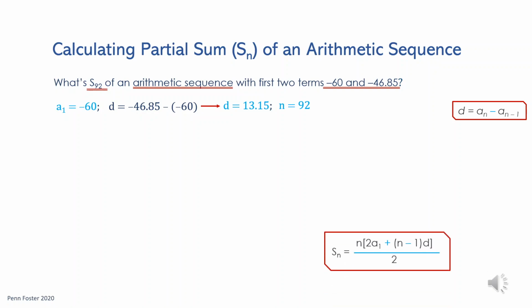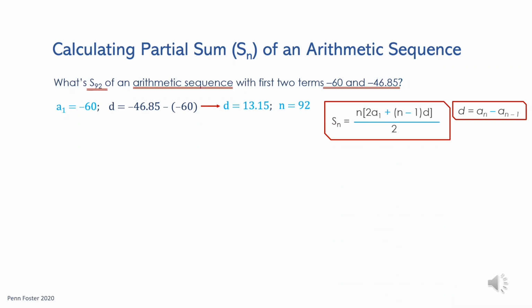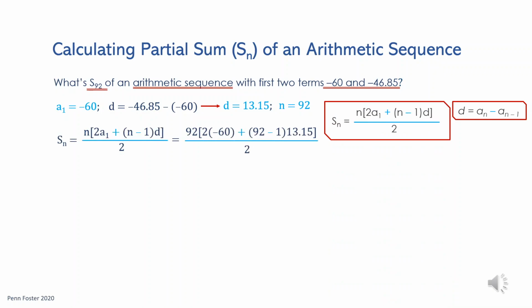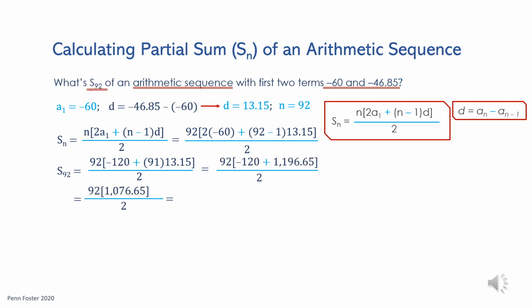Use the same formula as before. Plug in the values. Follow the proper order of operations. Start with the brackets. Multiply, multiply again, add, and divide. The sum of the first 92 terms is 49,525.9.